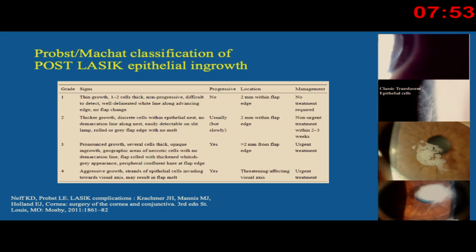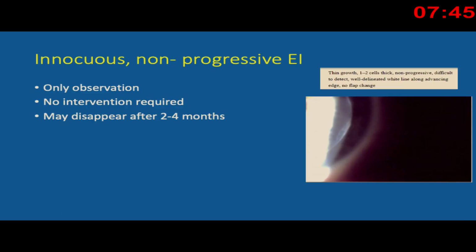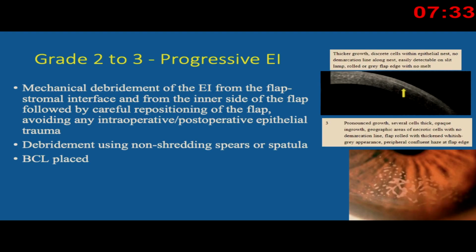This was a beautiful classification given by Probst and Machat many decades ago, which discussed how epithelial ingrowth should be tackled as you go progressively up the gradient. The vast majority of this epithelial ingrowth, fortunately, is innocuous and non-progressive. They need only observation. Many of them would actually disappear with resolution.